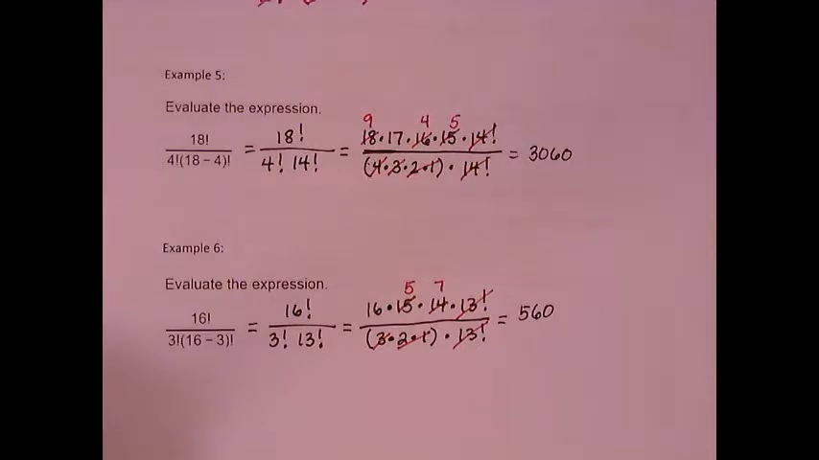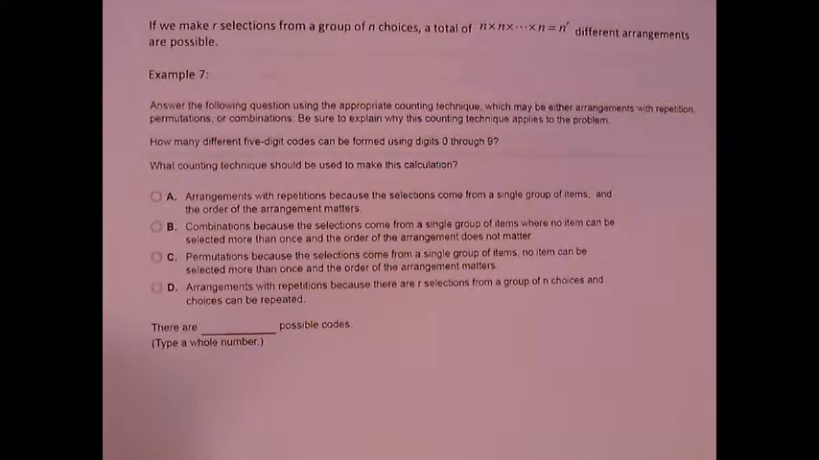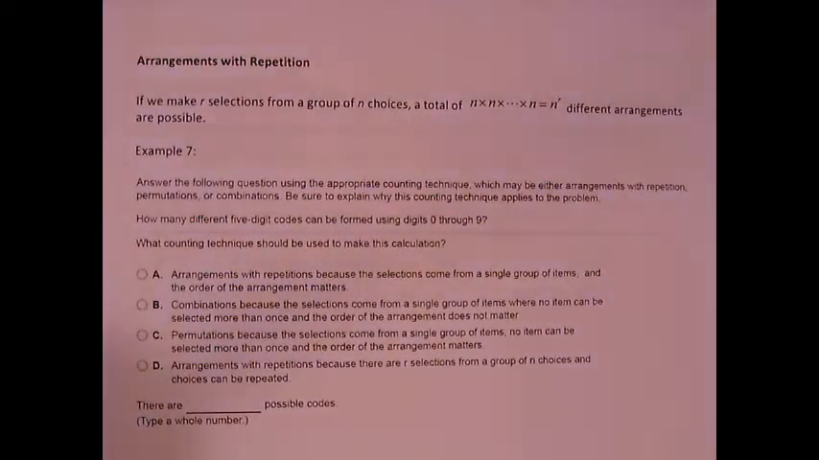Okay, so that's just a brief review of what factorials are and how to evaluate expressions with factorials in them. Alright, next we're going to talk about arrangements with repetition. If we make all selections from a group of n choices, a total of r times, that is n times n and so on times n, which is equal to n to the r, different arrangements are possible.